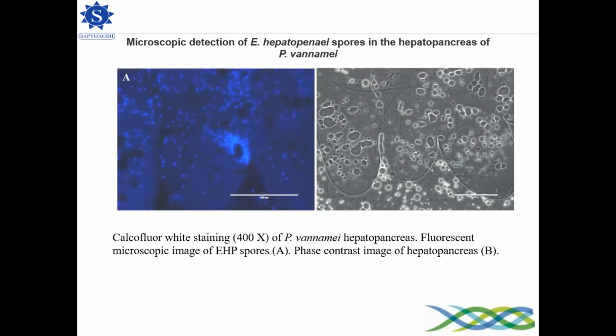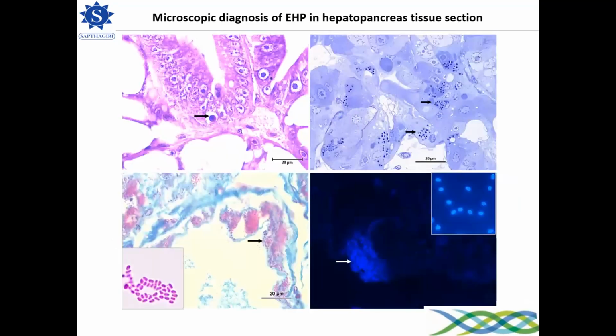So these are the sections of EHP infected hepatopancreas. First one is H&E staining. You can see the clearly distorted HP tubules and cells. Second one is a semi-thin section for EM. You can see the blue dots, that is heavily infected, in almost all the cells.